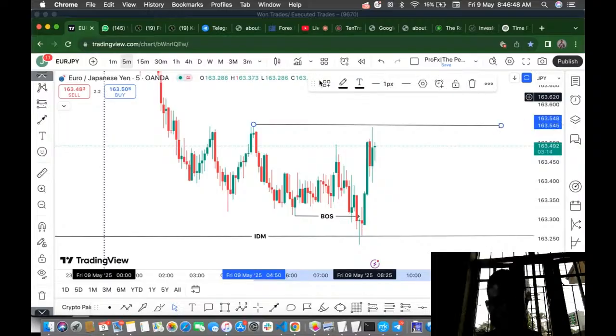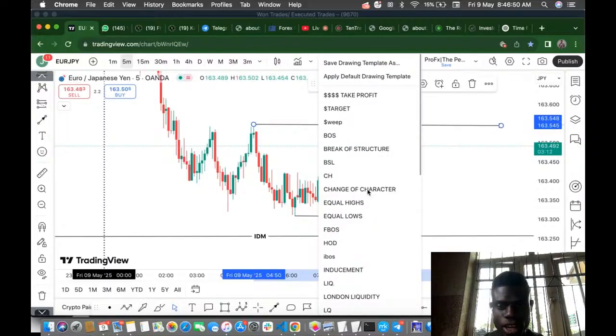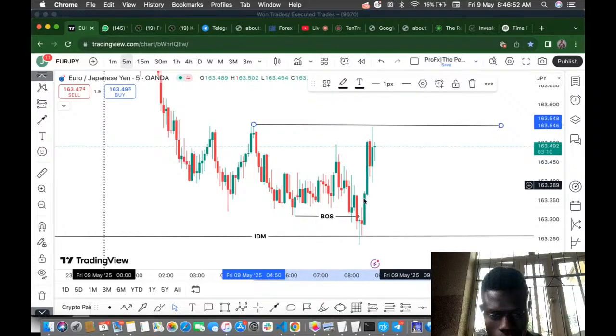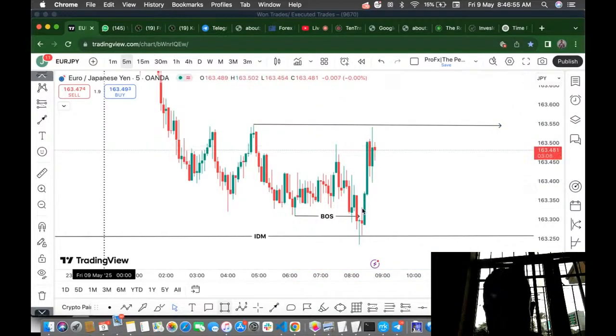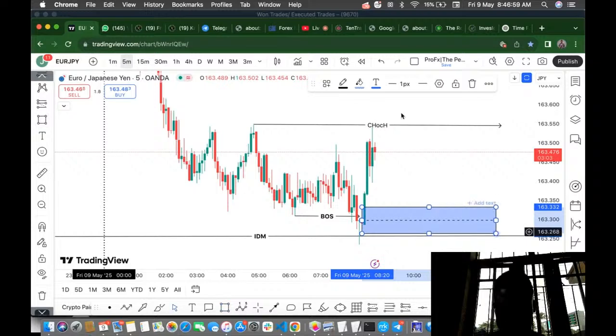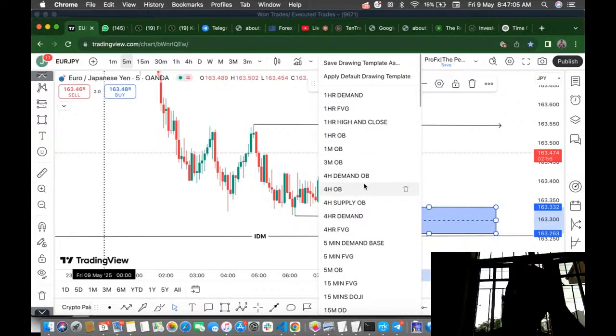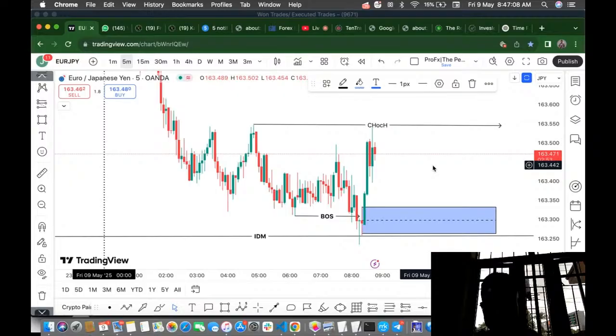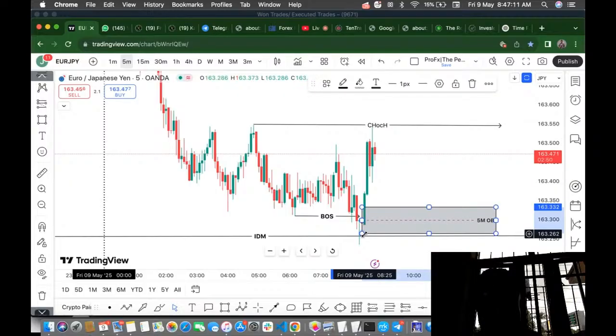So two things now. I'm going to wait for price to come back to this 5 minute order block, and I buy from there. Or I wait for a breakout of this change of character. So that's my setup for Euro JPY.